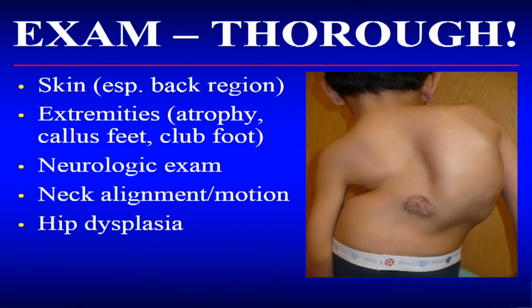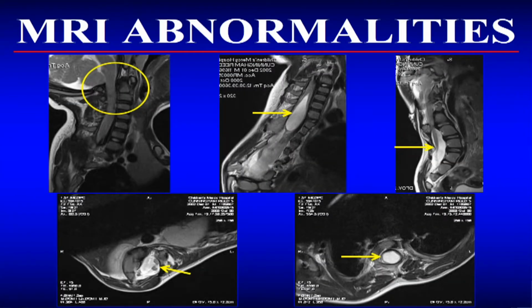A thorough exam of the patient is performed. Obvious skin lesions, as seen here, need to be noted, which obviously correlate with a higher incidence of intraspinal anomalies. Extremities need to be evaluated, with a complete and thorough upper and lower extremity neurologic exam. Neck alignment and motion must be evaluated, as well as checking for hip dysplasia.